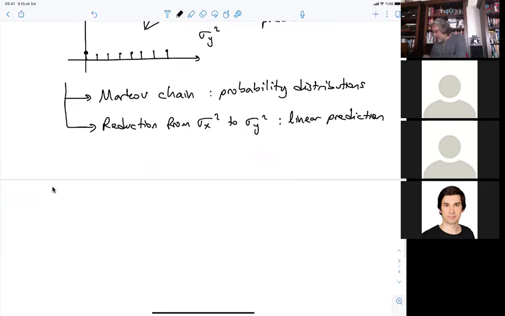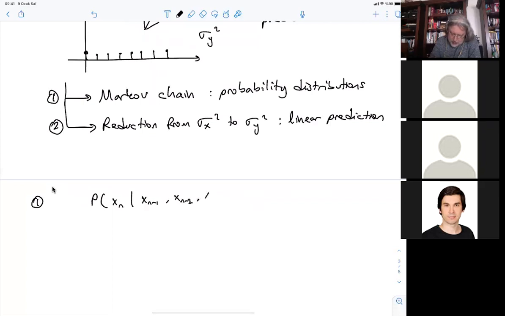Now let's continue with the first method. Let me put it like this. In the first method, we will be making some assumptions, or we will be trying to measure the probability dependence. So what is the probability mass function, PMF, of x of n given all the past samples, x of n minus 1, x of n minus 2, x of n minus 3, all the way until indefinitely past.